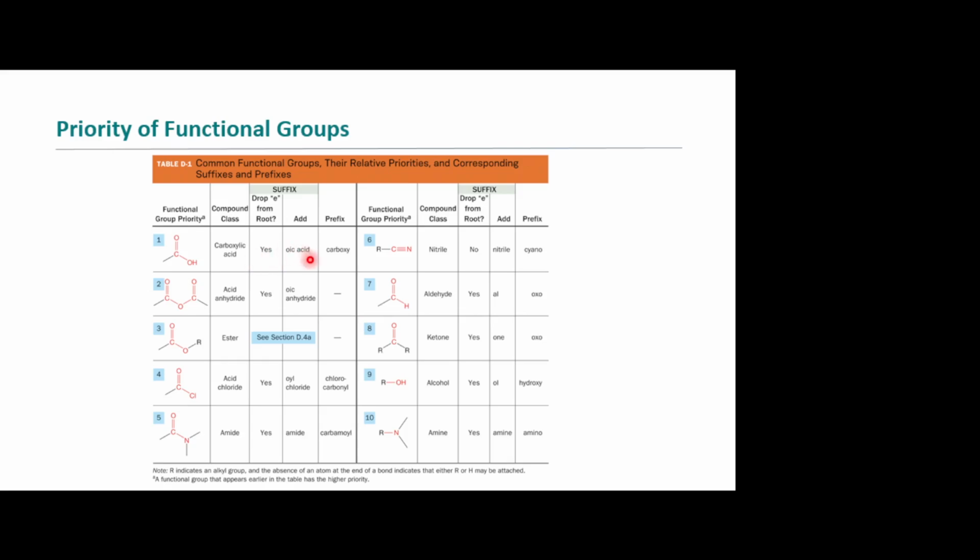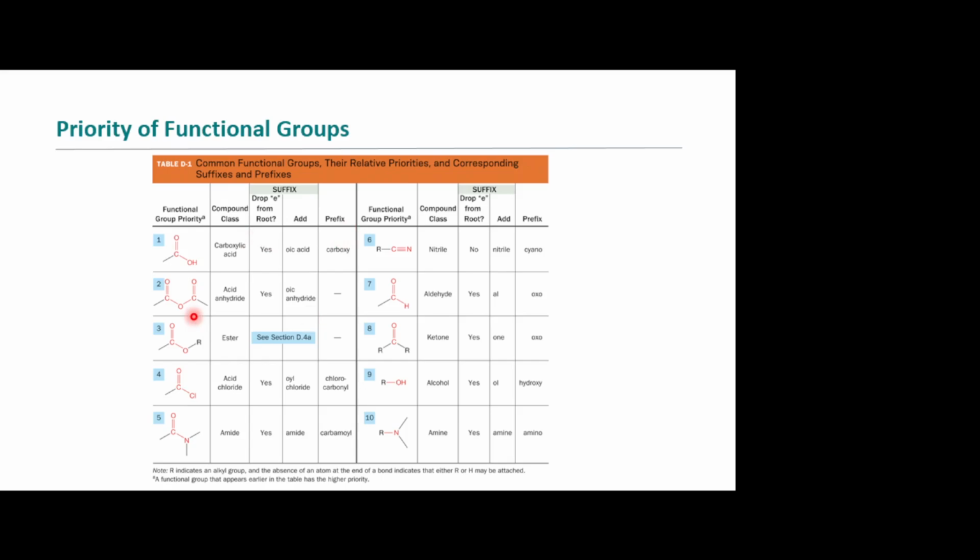carboxylic acid. Okay, if you have to do it as a prefix because somehow you managed to get something as a higher priority to it, or you get another carboxylic acid on there and it can no longer be on the parent chain, you would use carboxy. Carboxy is the prefix for carboxylic acid.